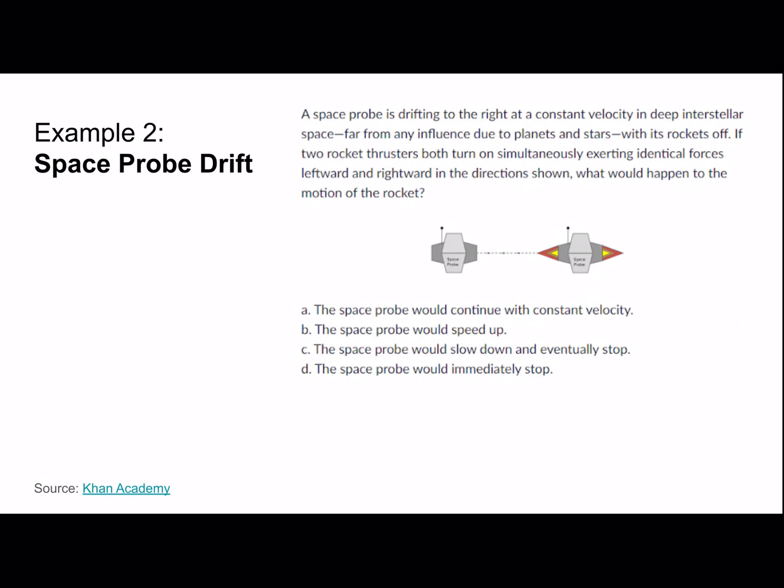Because in space, there's no gravity and no influence by planets and stars, which was stated, and its rockets are turned off. So this space probe was just sitting in a forceless area. It's just really hard to picture if you don't put it in an outer space type of mindset. So we have no forces being exerted on this probe.